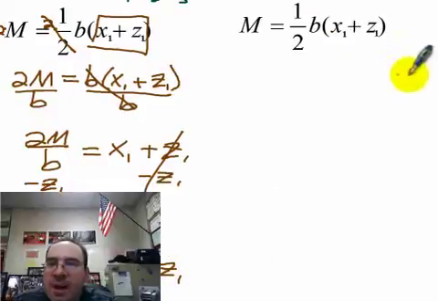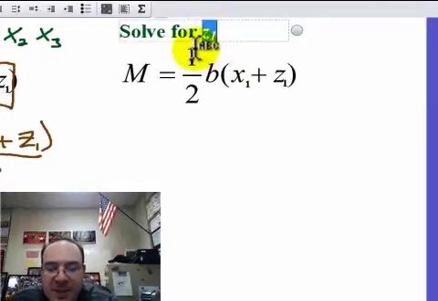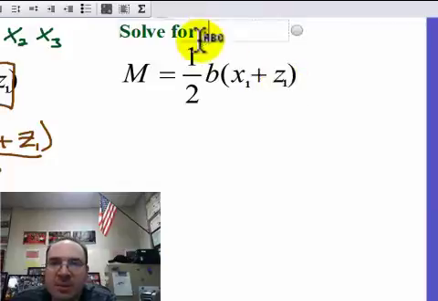And we have one more problem here, and actually there's a little bit of a typo that I noticed because I actually want to solve for b this time. Whoops, that's kind of weird looking. So I'm going to solve for b.